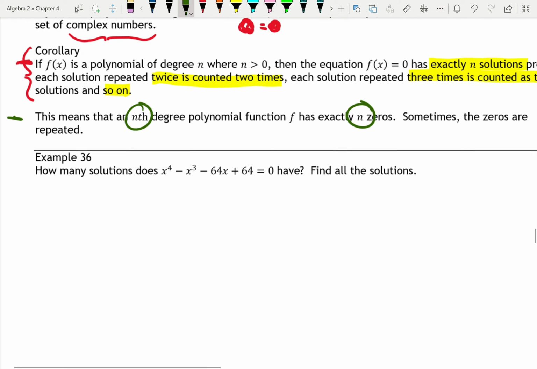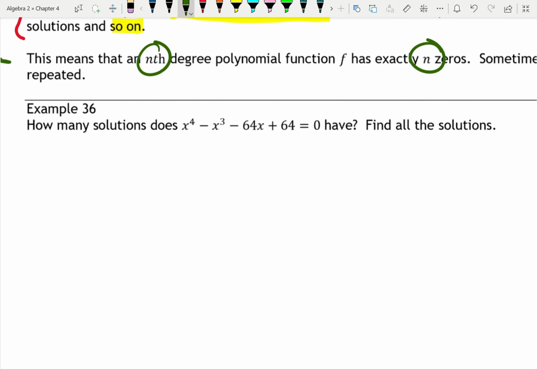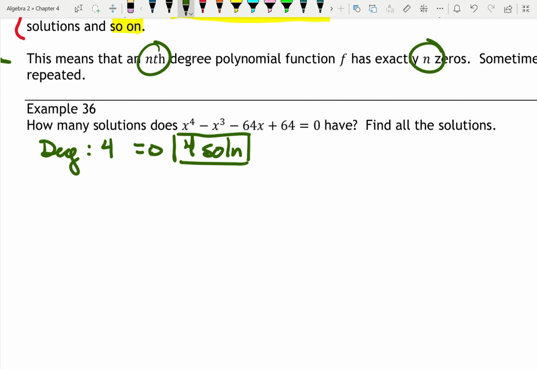All right, number 36. How many solutions does x to the fourth minus x cubed minus 64x plus 64 equals 0 have? Well, we look at its degree. This is degree 4, so there has to be 4 solutions. Now we look for what the solutions are, and if we can, we want to factor. So I'm going to try to factor this.